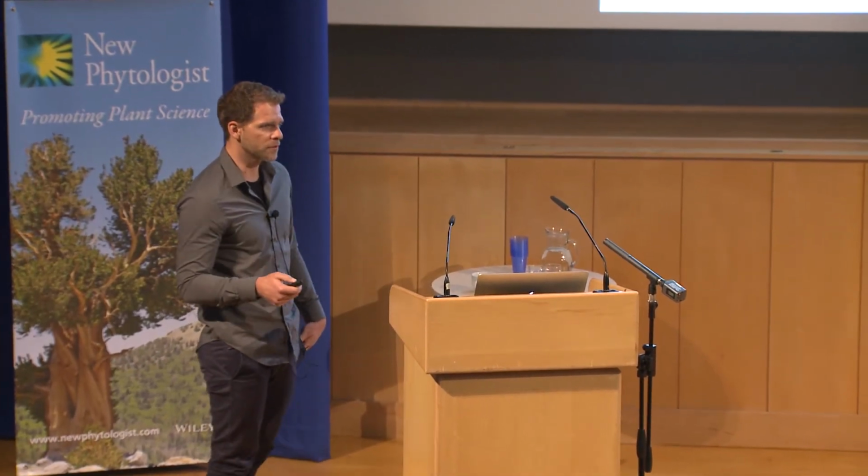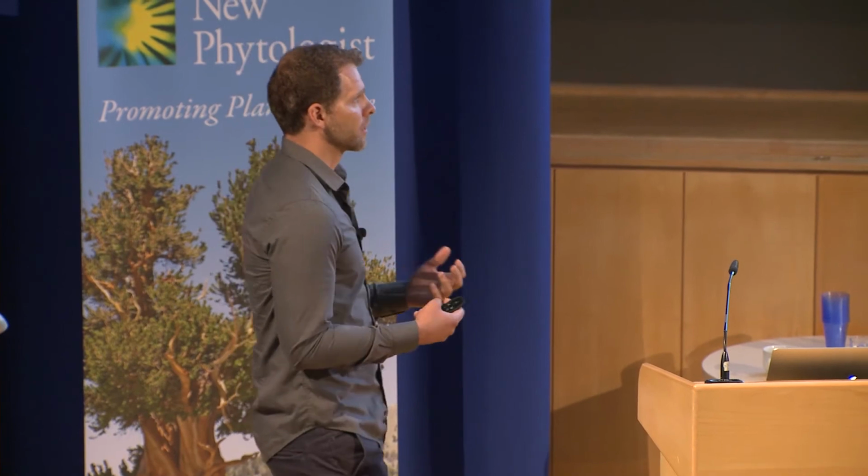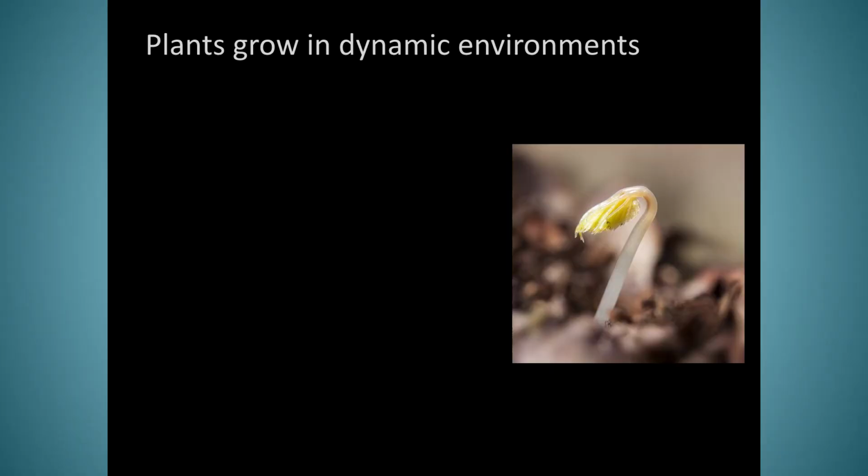So what my group is interested in is plant developmental plasticity. In particular, how plants can change their morphology to suit the environment in which they find themselves. One example of this developmental plasticity is very early in the plant life cycle. If a seed germinates under the soil and it's dark, it's going to have a very different morphology from a seedling growing in a full light environment.